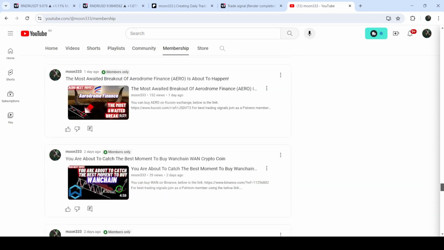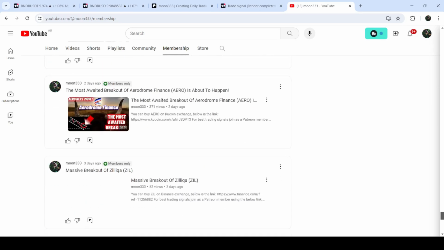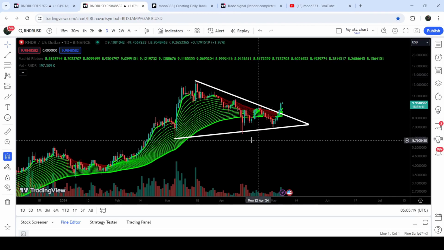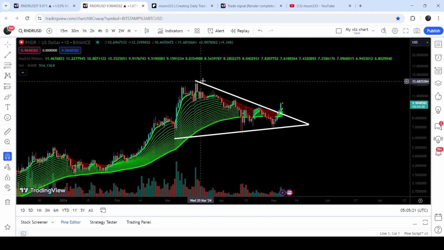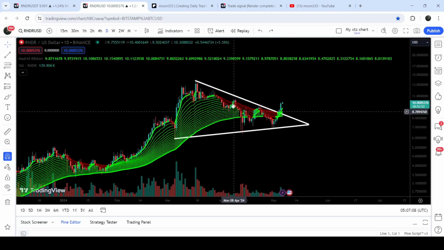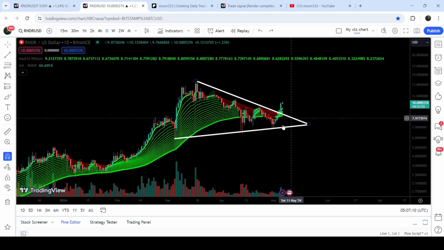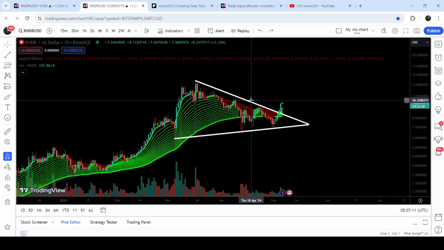Now let me take you to the live chart. First of all, let me show you this daily time frame chart. Here you can see that we have broken out this symmetrical triangle, and at the same time, we have also broken out this Madrid EMA ribbon as well. That is a ribbon of EMA, the exponential moving averages.